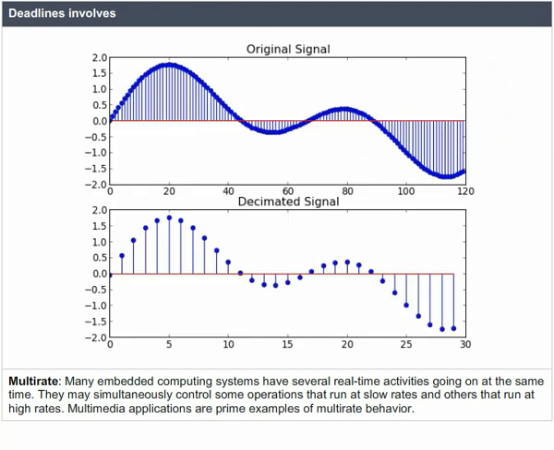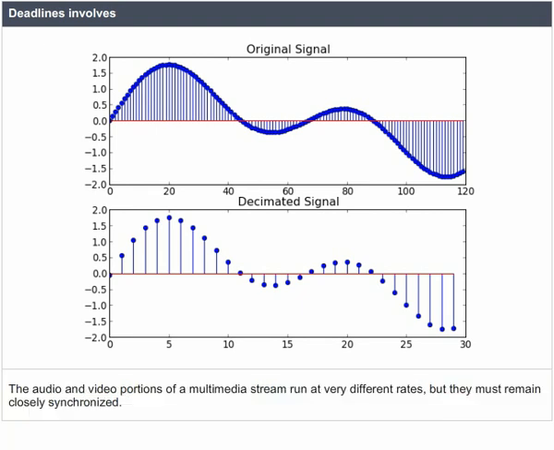Multi-rate. Many embedded computing systems have several real-time activities going on at the same time. They may simultaneously control some operations that run at slow rates and others that run at high rates. Multimedia applications are prime examples of multi-rate behavior. The audio and video portions of a multimedia stream run at very different rates, but they must remain closely synchronized.